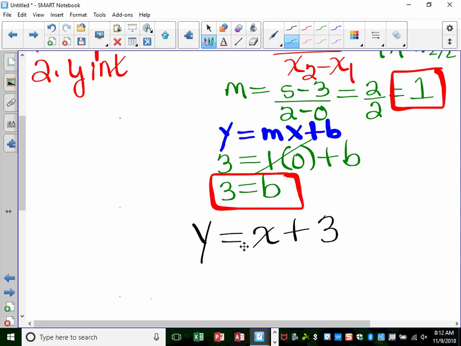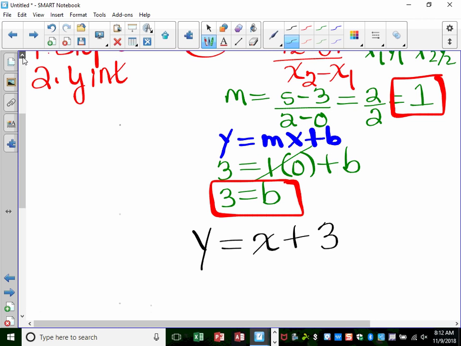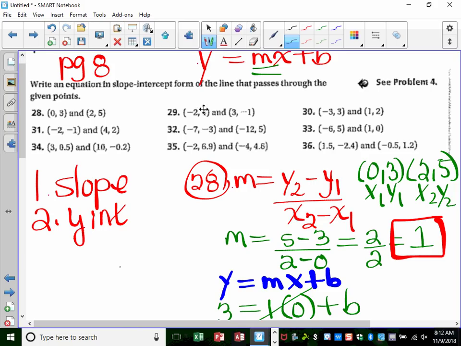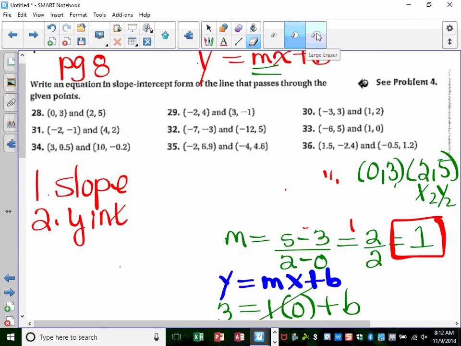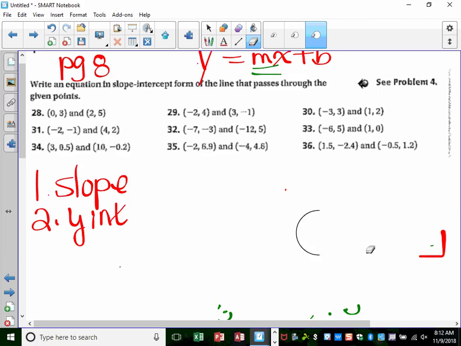That's the process you would take if you just know 2 points. Find your slope first, and then solve for b. Because once you have m and b, you're ready to go. Any questions on that? We're going to do one more like this. So let's do question number 29. You should have enough space to continue. I'm going to just erase mine, but you should have enough space here at the bottom to continue.